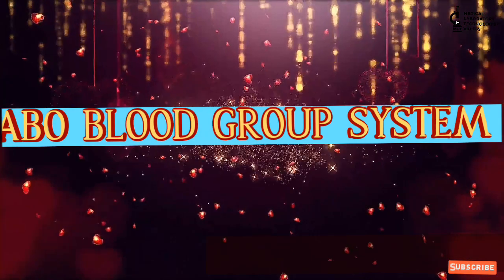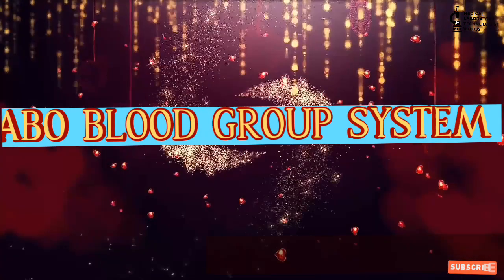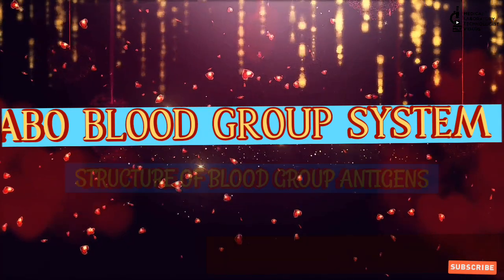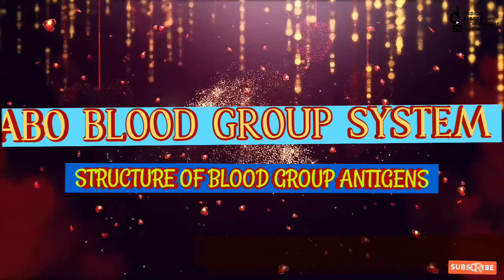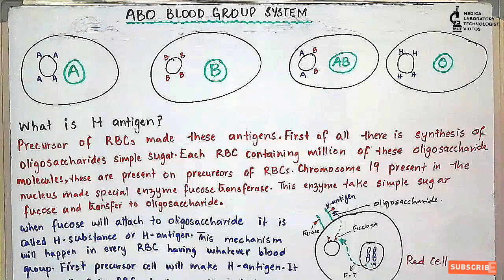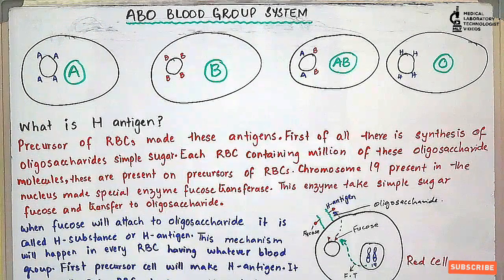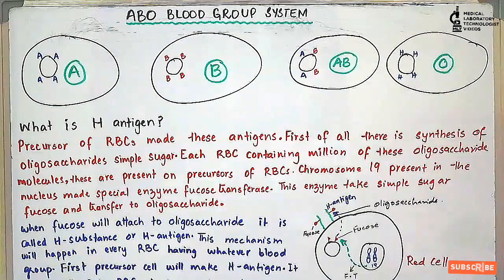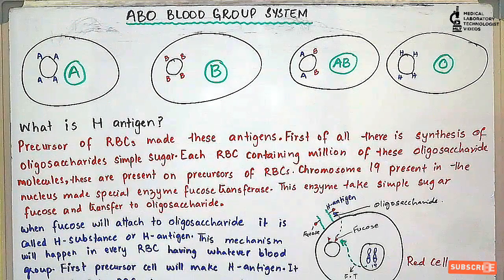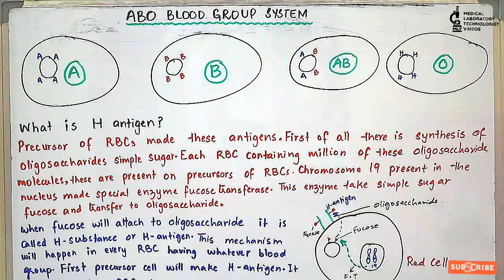Welcome back friends. Today in this video we will study the ABO blood group system and the structure of blood group antigens. First of all, for general information, there are almost 35 blood groups, and in some places it's written that there are 38.